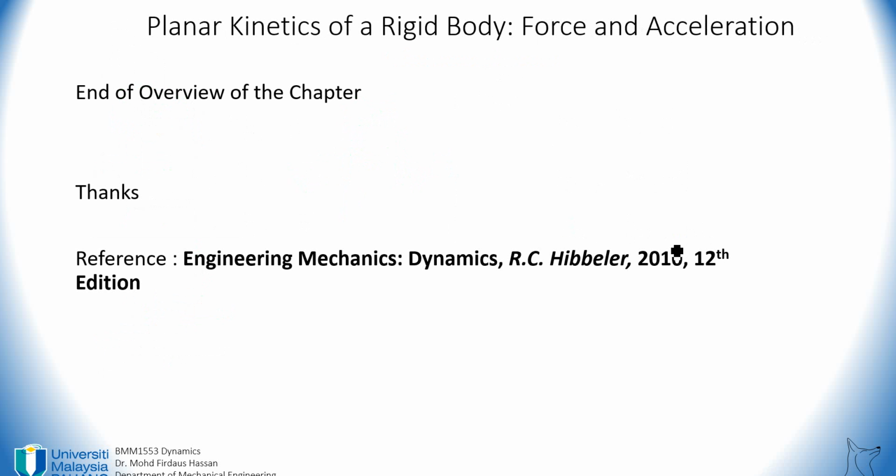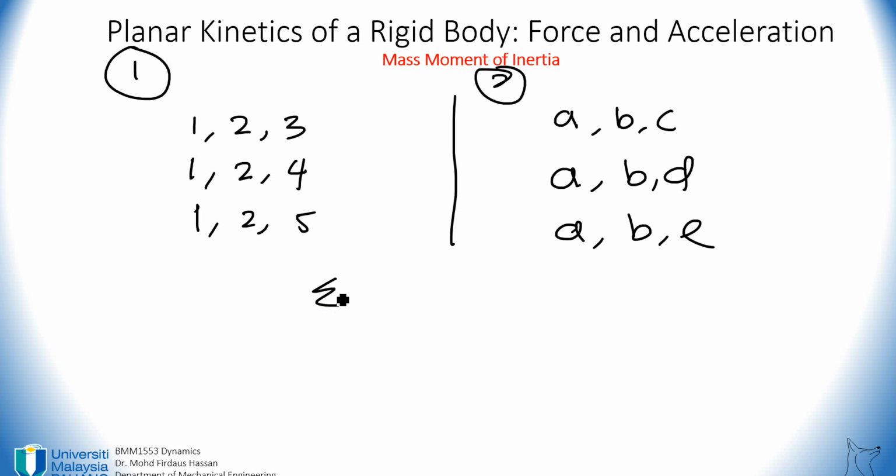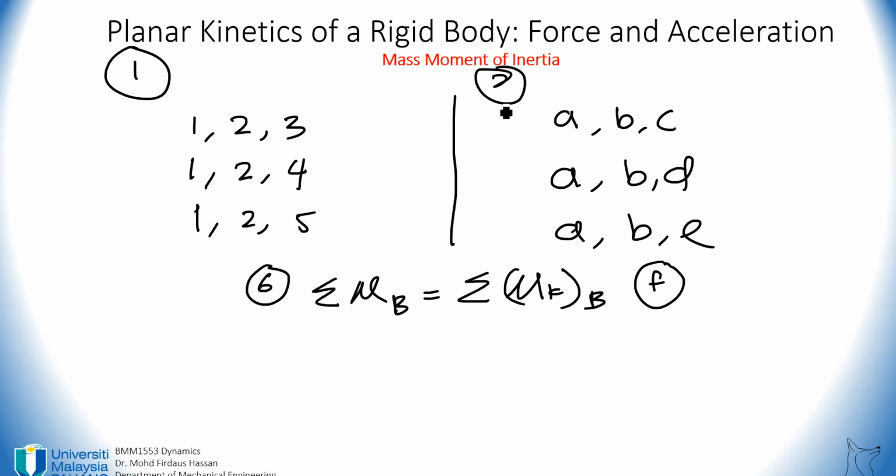Alright. One more thing, I want you to find, let's say this is a point B, the moment at point B, and you use this one. This equation I put as equation number 6 for case 1, and F for figure 2, case 2. So another exercise: 1, 2, 6, and A, B, F. Try to solve it, class.